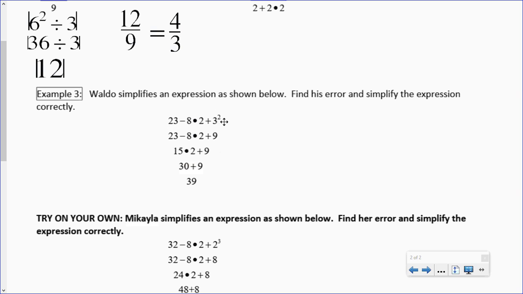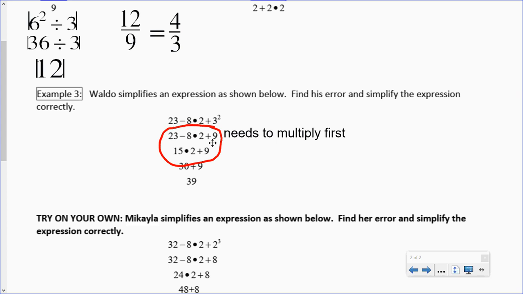According to GEMDAS, we do the exponent first, which is what it looks like he did here. Everything else stayed the same. He did 3 squared, got a 9. Okay, so now we have subtraction, multiplication, addition. Next thing in GEMDAS would be the multiplication. He would need to do the 8 times 2. It doesn't look like he did that here. He did the subtraction first. So that's where our error is. He needed to multiply first, but he decided to subtract first.